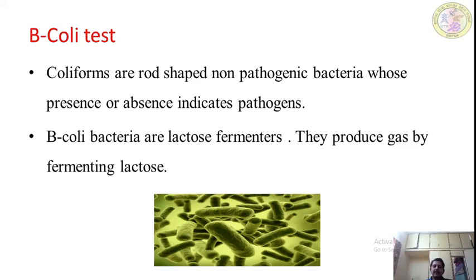Another principle is that B. coli bacteria are lactose fermenters. That means they ferment or convert lactose into acid and gas. If a lactose environment is there, they convert the lactose into acid and gas. So if B. coli bacteria are present, this lactose is converted into gas. This principle is used in counting the bacteria.